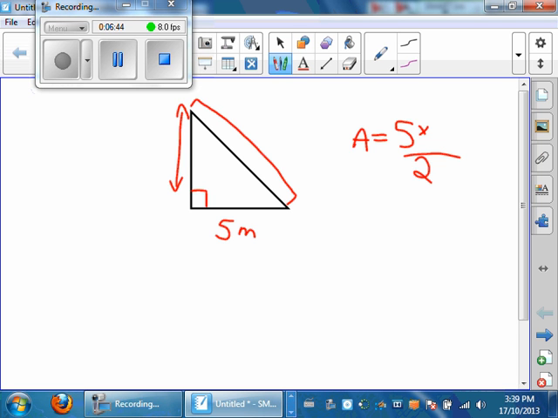So let's say this particular one was 8 meters high. All right, well, we're just going to plug that information in. 5 times 8 is 40. Divided by 2, we can say that the area in this case is going to be 20 meters squared.